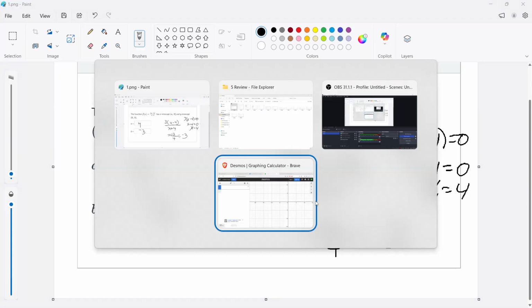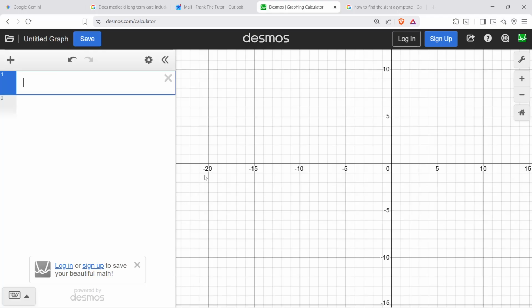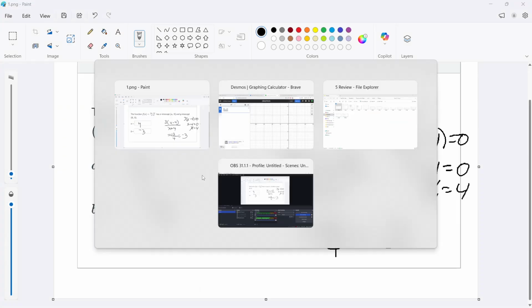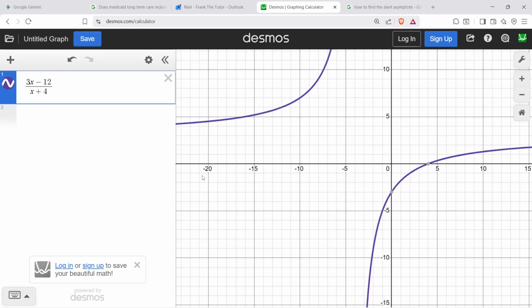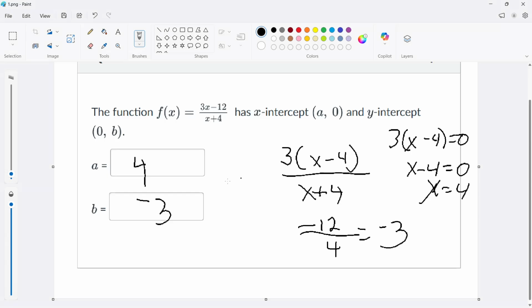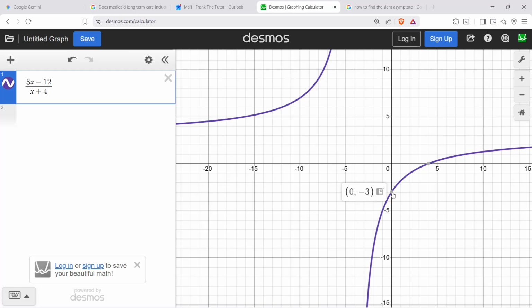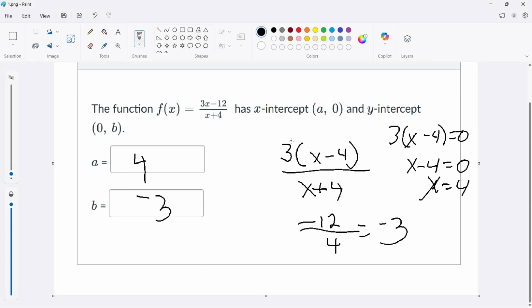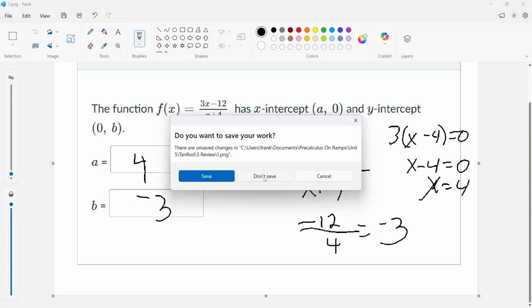Let me graph it just to prove it. 3x minus 12 divided by x plus 4, and I have an x-intercept of 4, yep, and a y-intercept of negative 3, got it. Okay, that's question 1. Let me go to the next.